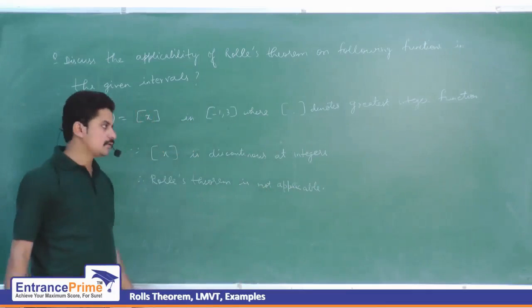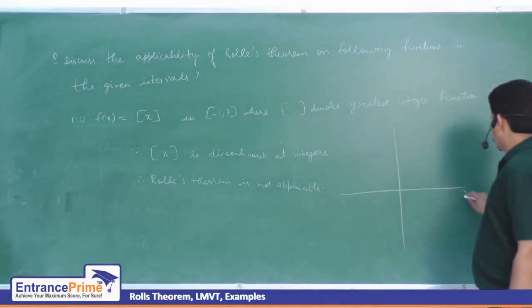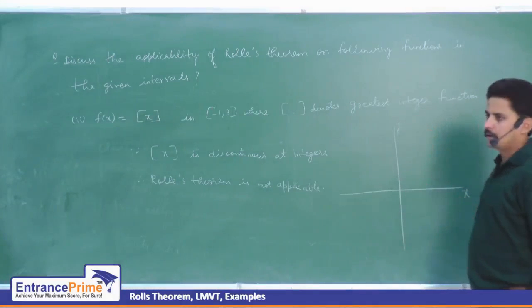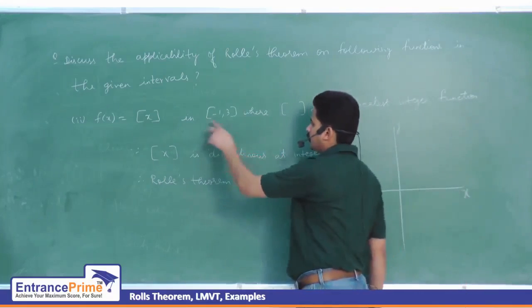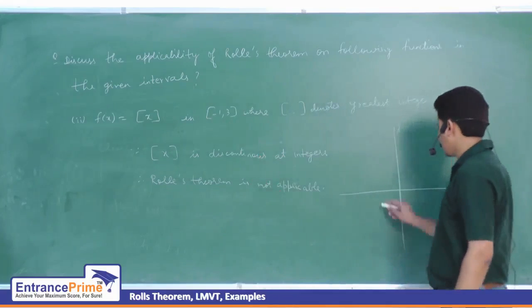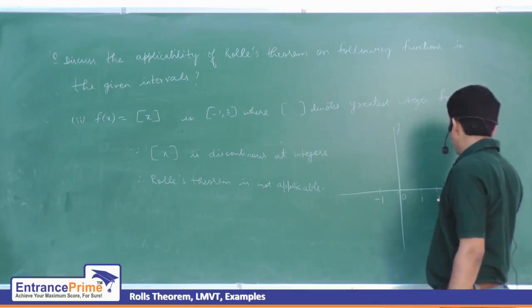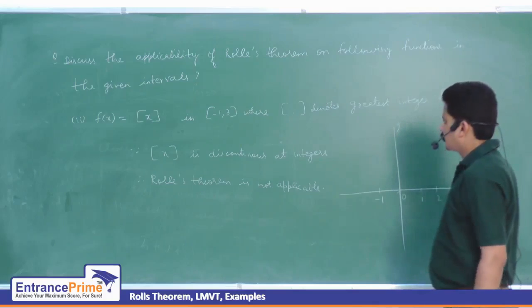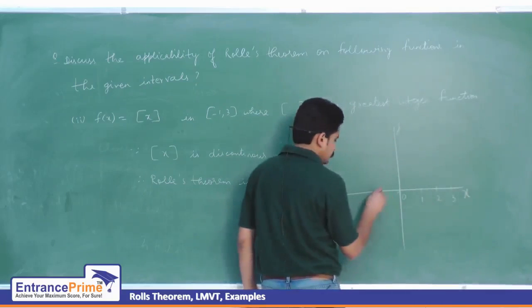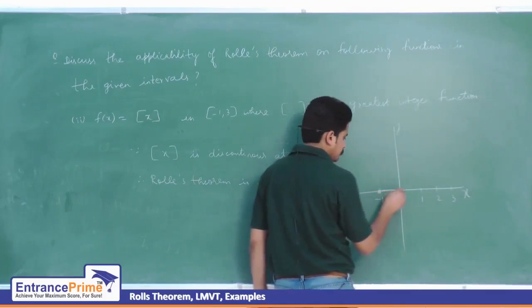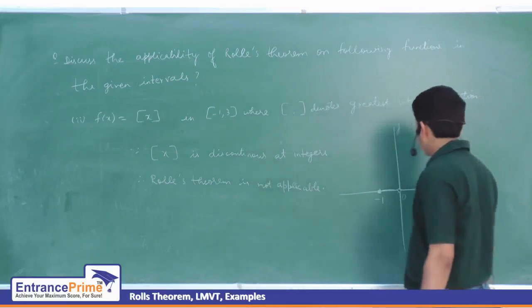We can draw the graph also, which will be a better method to understand and will be easier for you. So we draw the graph of the greatest integer function of x in -1 to 3. So let's say this is -1, this is 0, 1, 2 and 3. So first let us draw the graph from -1 to 0. It will be like this. There will be a break at 0.